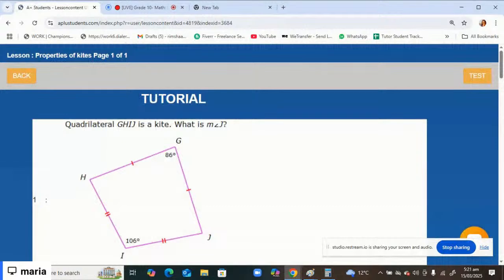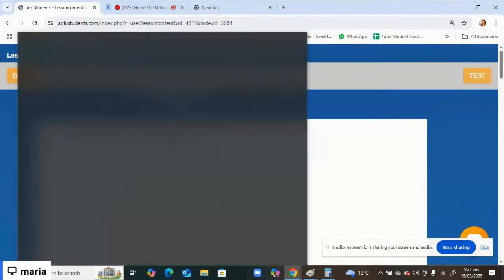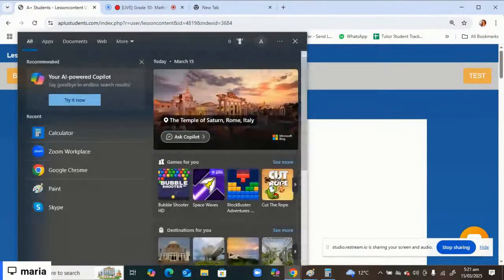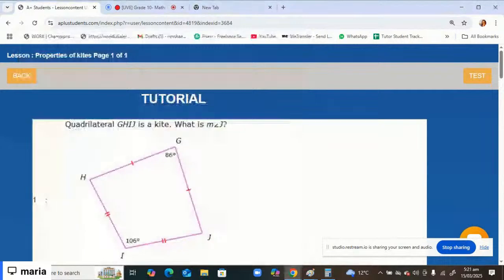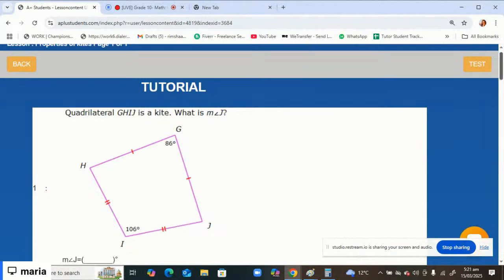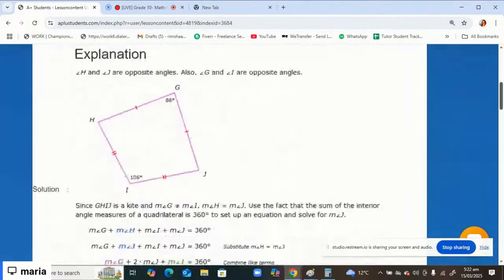The quadrilateral GHIJ is a kite. So what is the measure of angle J? Two angles are given here, 106 and 86, and we are going to find the other one. One angle is 86 and the other angle given is 106. So we are going to find the measure of angle J. How can we find it out?